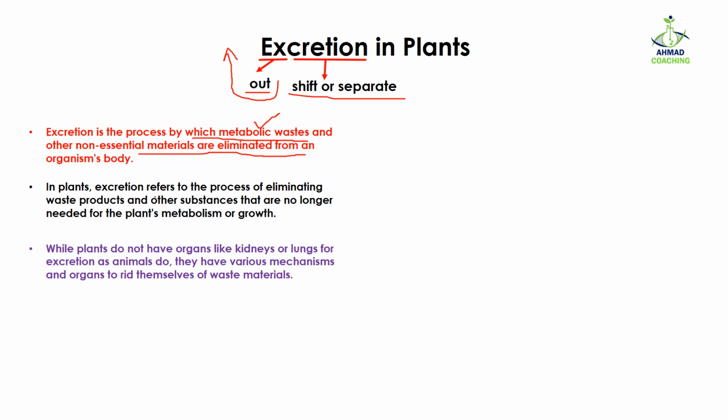In plants, excretion refers to the process of eliminating waste products and other substances that are no longer needed for the plant's metabolism or growth. While plants do not have organs like kidneys or lungs, which are present in humans and involved in the process of excretion, they have different mechanisms as well as some organs which help them to get rid of the waste material which is produced during the process of metabolism.